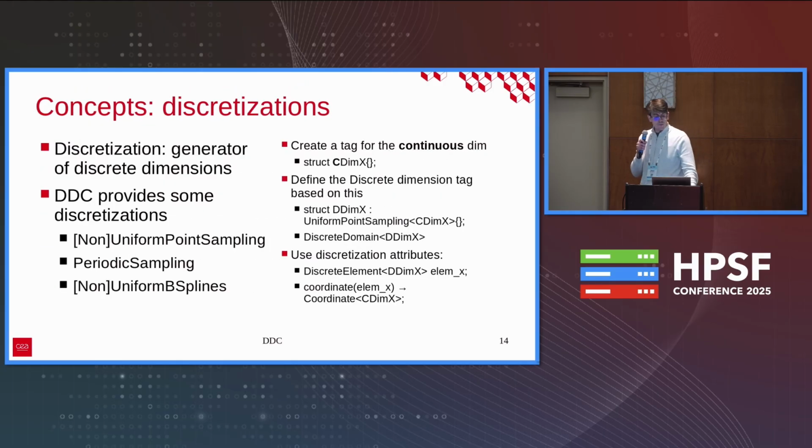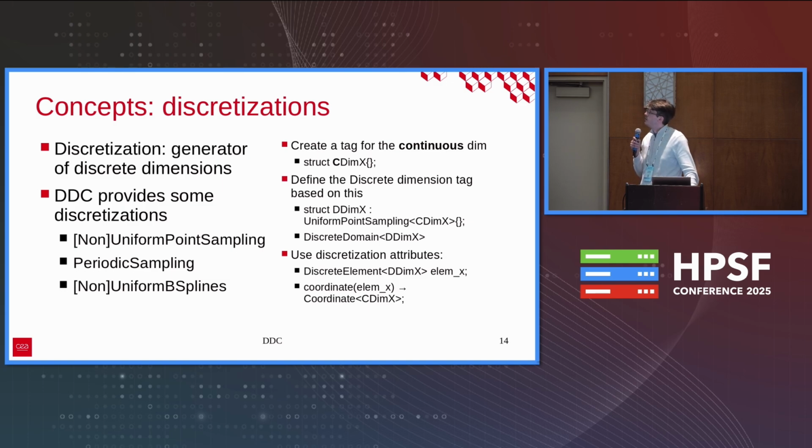And the final concept that I wanted to introduce, that is a more work in progress concept, is the notion of discretization that we define as a generator of discrete dimensions. So DDC provides some of them that are linked to the main application that we support, Gysela. We have the uniform point sampling, for example. And the idea is that we can predefine some discrete dimensions that will allow the user to reuse some static attributes, the immutable attributes that I mentioned earlier.